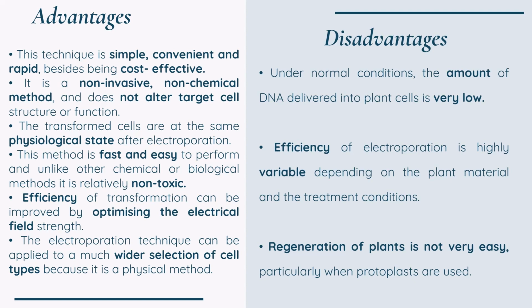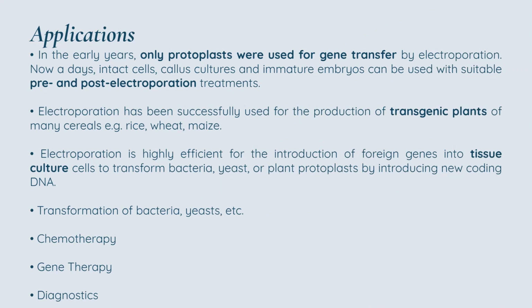Okay. Now, when we move to the applications, only protoplasts were used for gene transfer by electroporation. We discussed that. So, if we are using plant cells, we can use them with proper pre and post electroporation treatments. Then transgenic plants like cereals, rice, maize, wheat, etc.